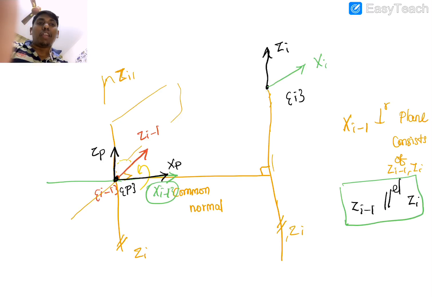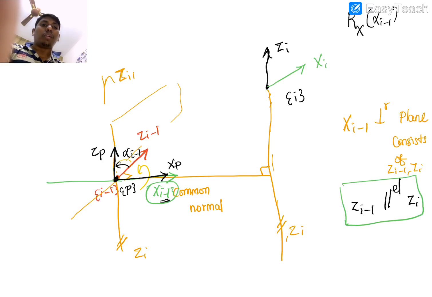So what operation have we done? We have done a rotation about xi minus 1. The angle I am calling alpha, with xi minus 1 as the reference, so this is alpha i minus 1. So the first operation I did is a rotation about the x-axis by alpha i minus 1. Now the P frame and the i minus 1 frame differ by only one operation. Zi minus 1 and Zp are rotated apart by the angle alpha i minus 1.